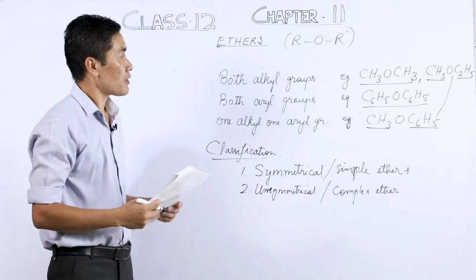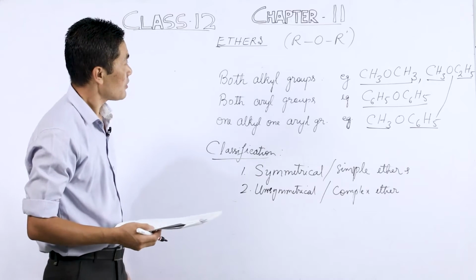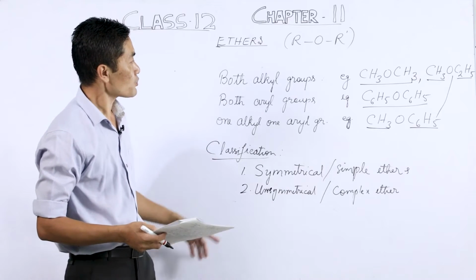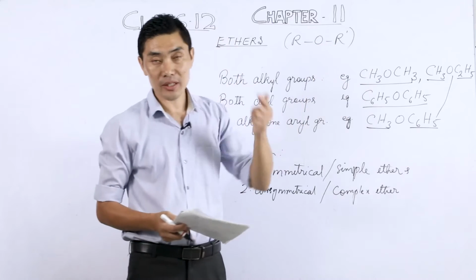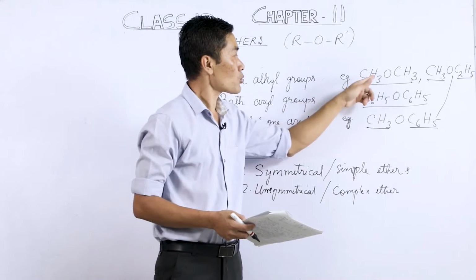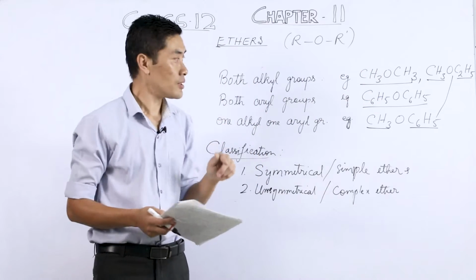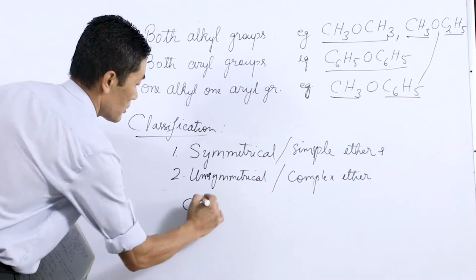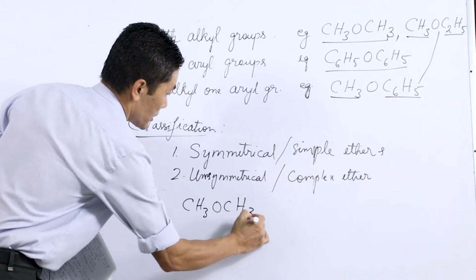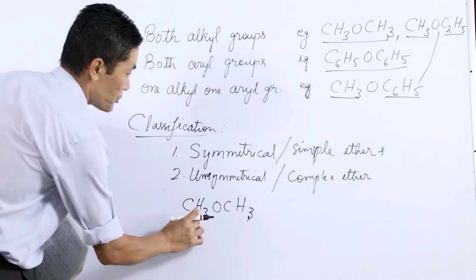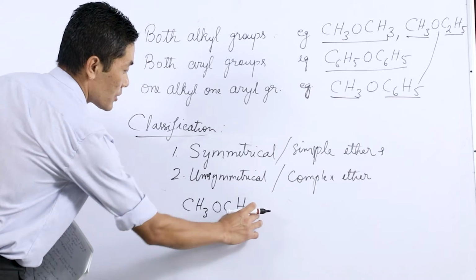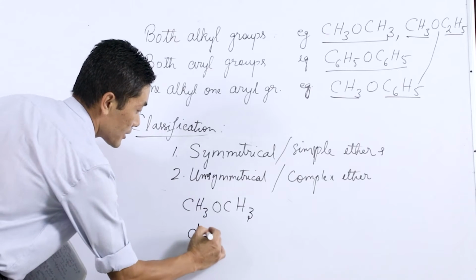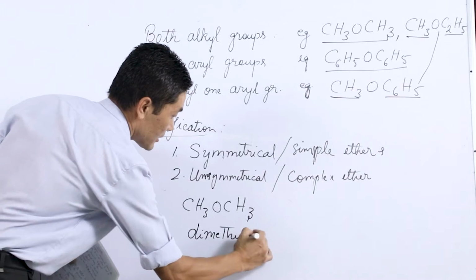Now, the naming is also very simple for these ethers. In the common system of naming, first we name the two alkyl groups in alphabetical order. Then that is followed by the word ether. Suppose we take this example, CH3OCH3. We have two methyl groups. So the same alkyl group, therefore in this case we use the prefix di, dimethyl ether.